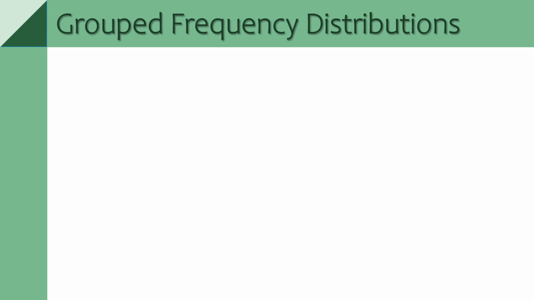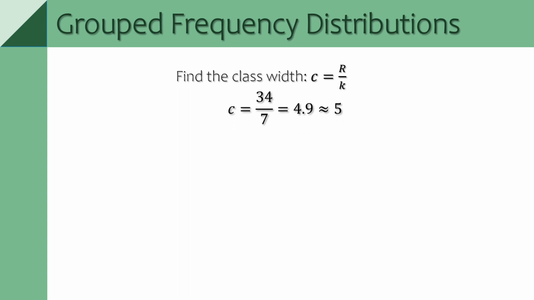Okay, next step is to find the class width using the formula C is equals to R over K. So yung range natin kanina is 34 at yung K natin ay 7. So therefore, we have C is equals to 34 over 7 is equals to 4.9 and that is approximately equal to 5. So ang ginawa natin dito ay ni-round up natin. So again, round up the answer.